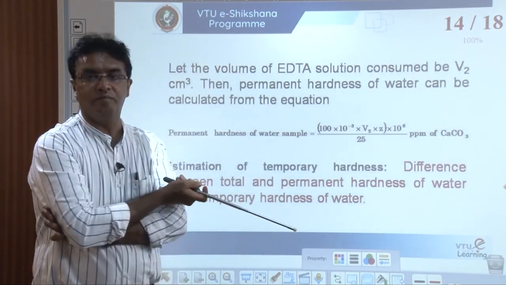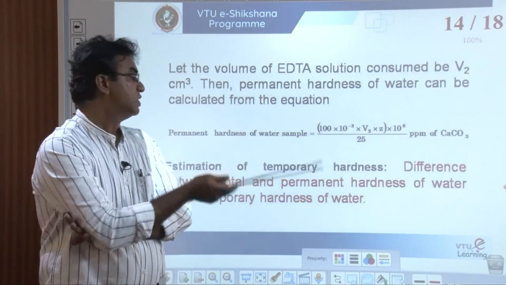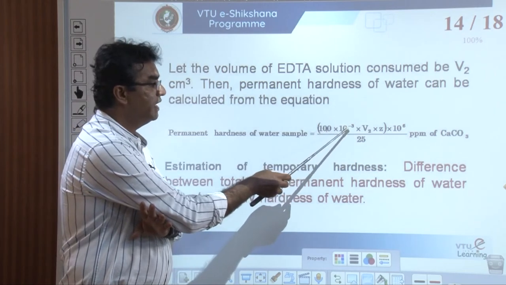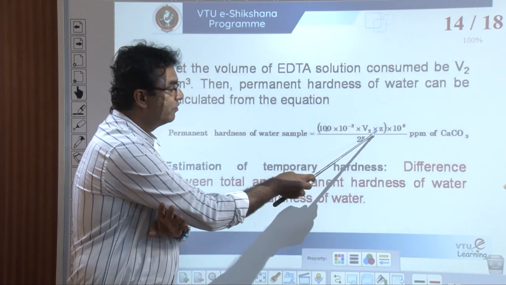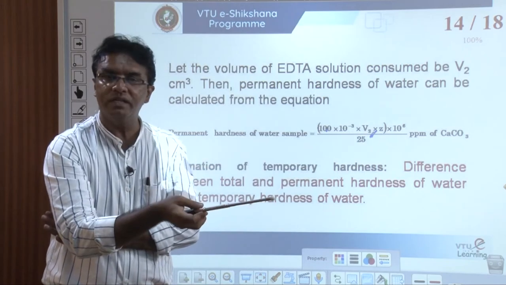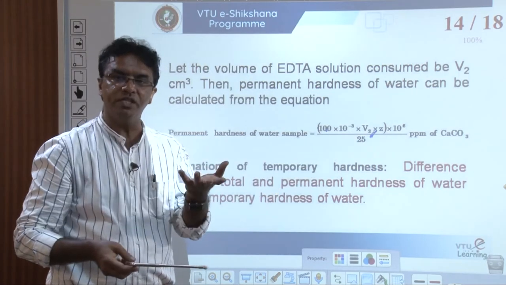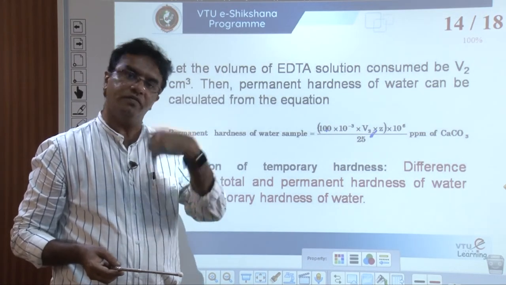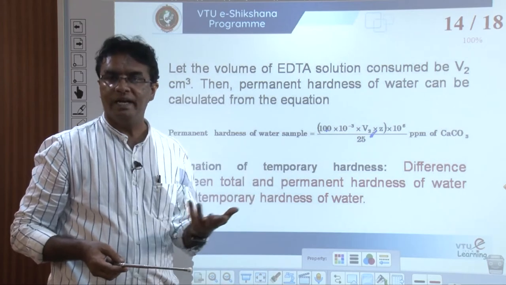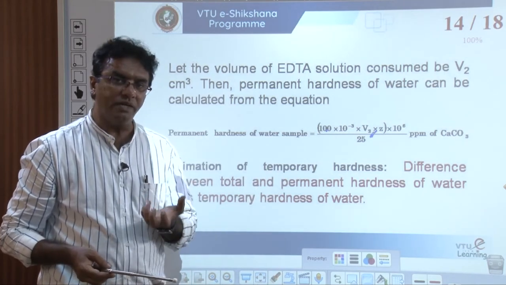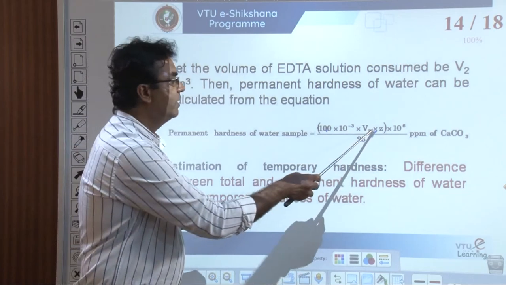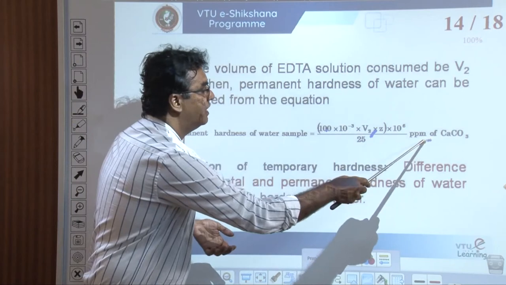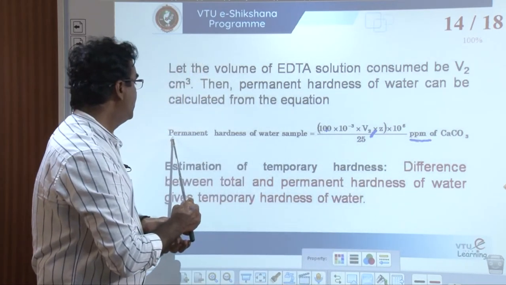And we know the molarity of EDTA already. So, we know permanent hardness of water sample is equal to 100 into 10 to the power of minus 3 is the same. Only V2. For total hardness, whatever the titration reading we got, we call it as V1 cm cube. The same water sample, boiling it for half an hour, filtering it, to the filtrate we added ammonia buffer and indicator, did the titration, whatever the titration reading we are getting, we call it as V2 cm cube. So, substitute here, calculate the hardness. This is what is called as permanent hardness of the water sample.